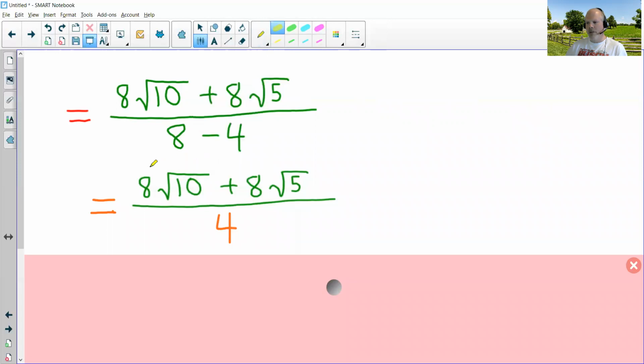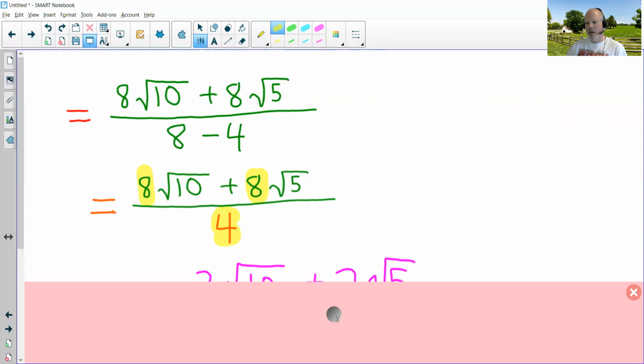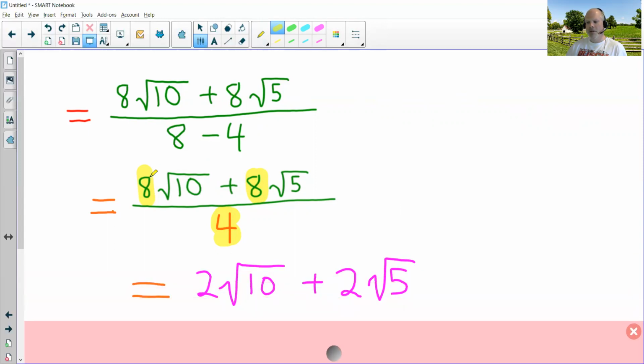Perhaps you notice that this 8 and this 8 are both divisible by 4. So I can reduce this, and it ends up being, since 8 divided by 4 is 2, 8 divided by 4 is 2, the square root of 10 and the square root of 5 I can't do anything with. So my final answer is 2 square root of 10 plus 2 square root of 5.